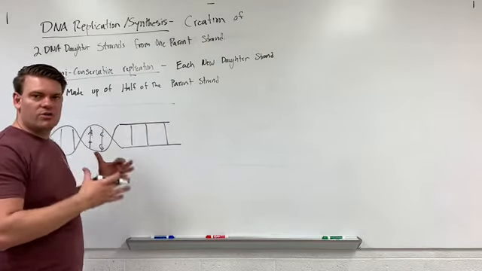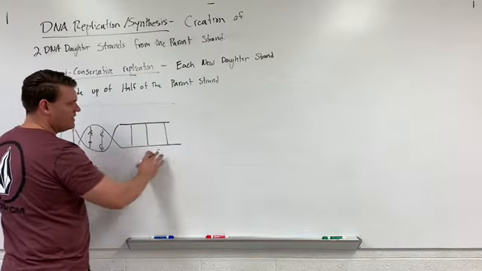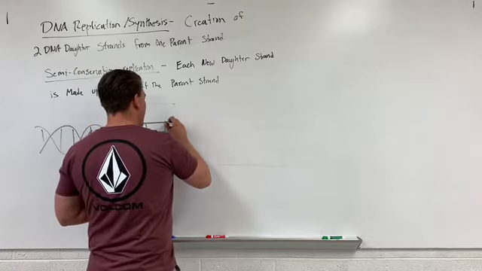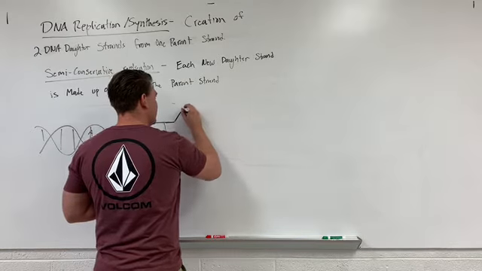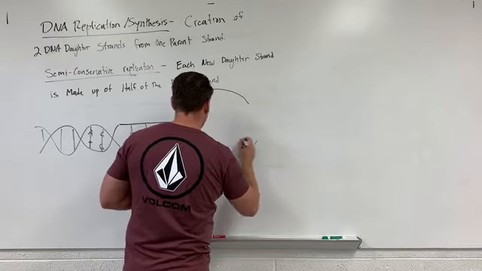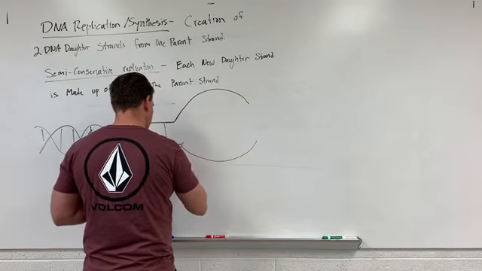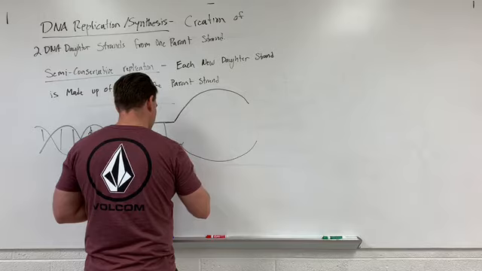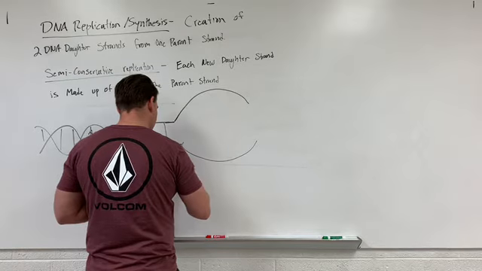But when we're going to replicate it, we're going to have to make it linear, and then we have a part in our DNA that is called the origin of replication.